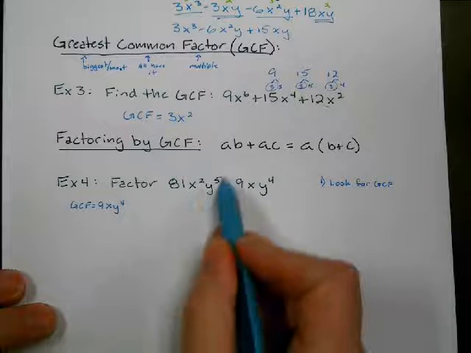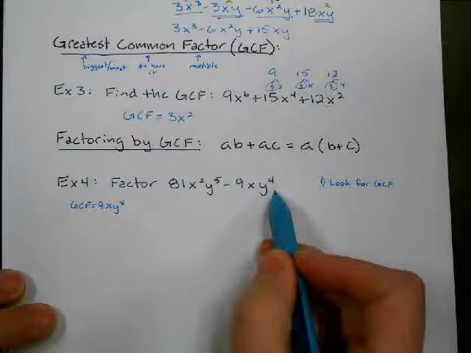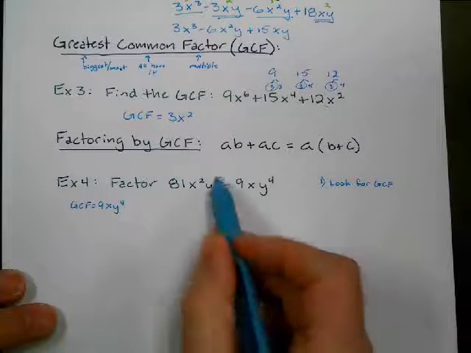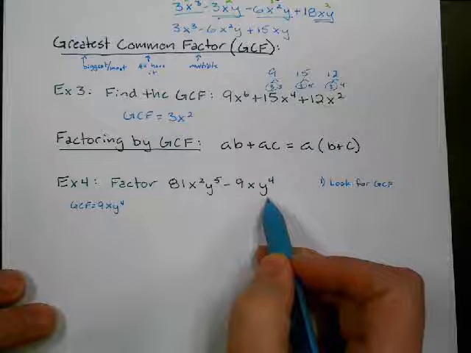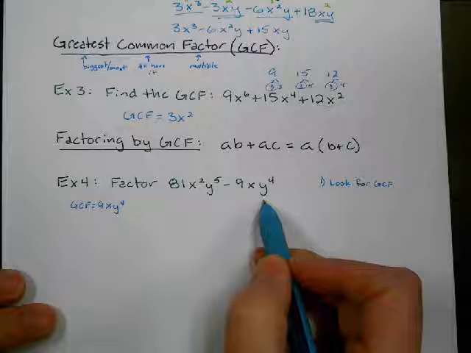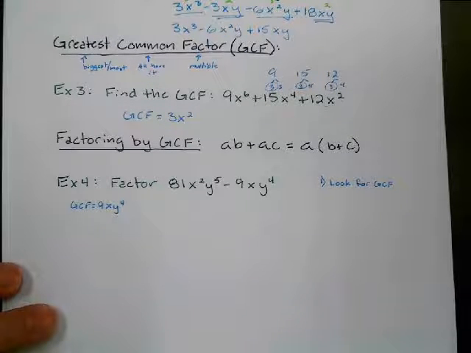For my y's, I've got 5 y's here and 4 y's here. So they all at least have 4 y's. This one's the only one to have 5, so you can't say y to the 5th. Basically, you're looking for your smallest exponent for your variables. So y to the 4th. So there's my GCF, and that's where I sneezed last time.